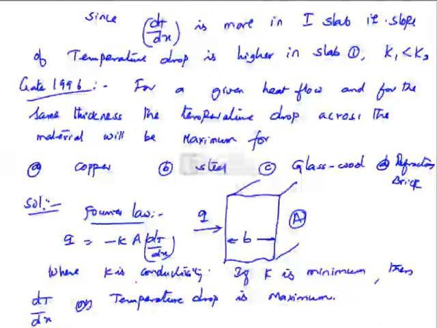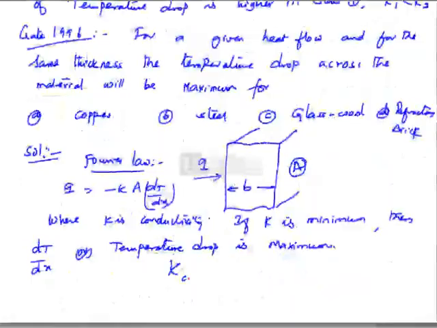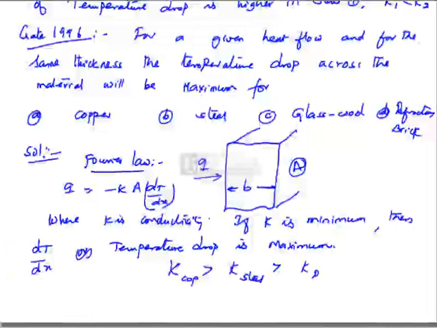K is minimum. If you arrange the above materials in the descending order of conductivities, K of copper is greater than K of steel, is greater than K of refractory brick, is greater than K of glass wool. Since K is least in the glass wool, temperature drop is a maximum. Answer is C. K is least for the glass wool, hence the temperature drop across the glass wool slab is maximum for a given temperature drop or delta T across the slab. Hence the problem.